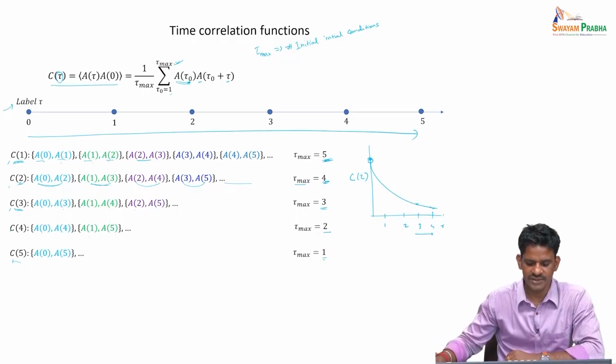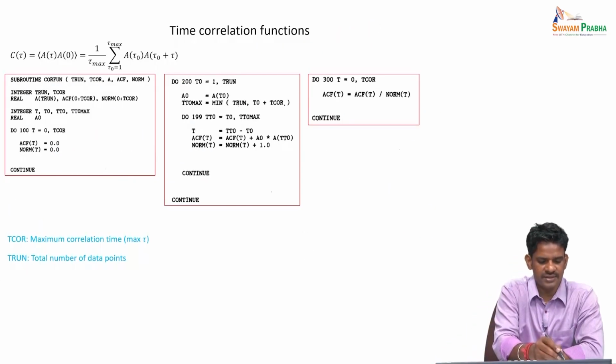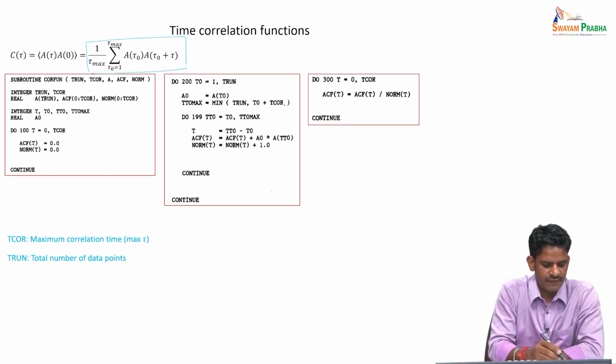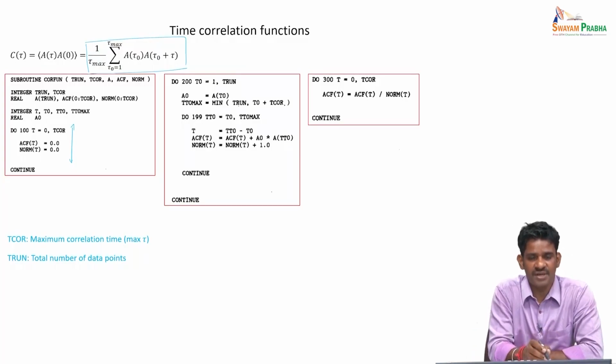So now let's see how this is implemented in the MD code. We want to take this as the definition of the time correlation function. The first thing is to initialize the autocorrelation function, because this is a sum operation.